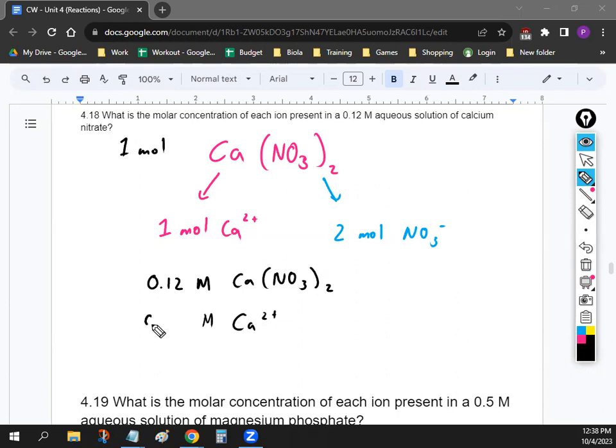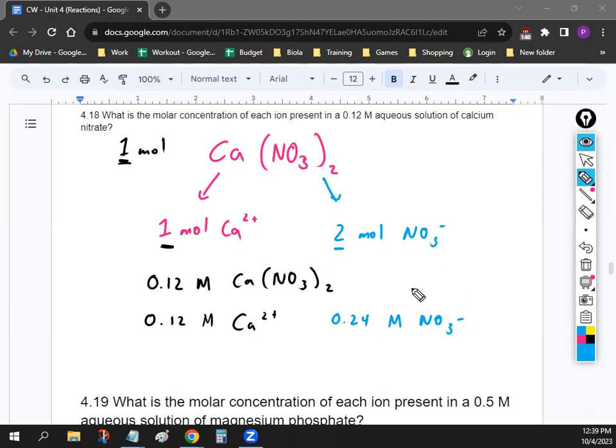Yeah, 0.12. It's the exact same because it's a 1-to-1 ratio. You see how it's 1? So it's going to be 0.12. However, when you take a look at nitrate, nitrate is a 1-to-2 ratio. So if you have 0.12 molarity calcium nitrate, what's going to be your molarity of nitrate? 0.24. It's going to be double because it's 1-to-2. You just need to multiply this by 2.